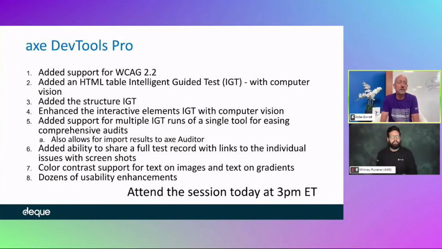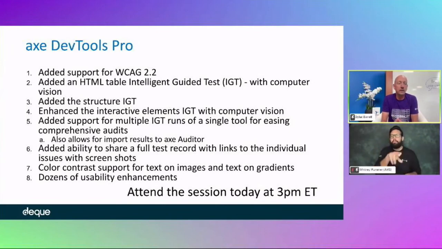We added the ability to share a full test record with links to individual issues and with screenshots. In fact, Harris Schneiderman is showing this feature today. So attend the session at 3 p.m. Eastern time, and you'll see that and how it's helping customers like US Bank to really make their accessibility testing more efficient.